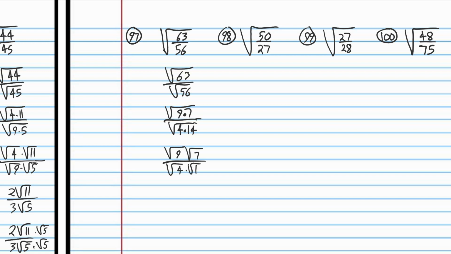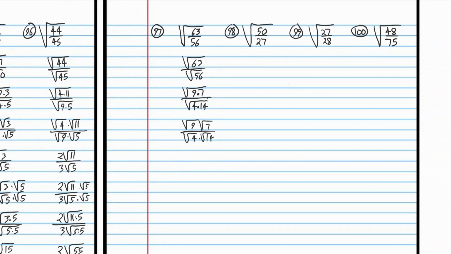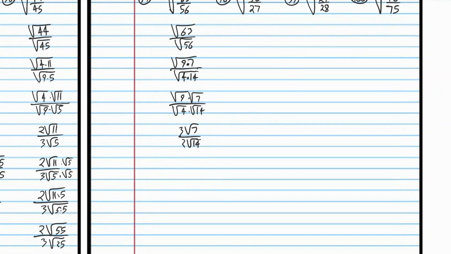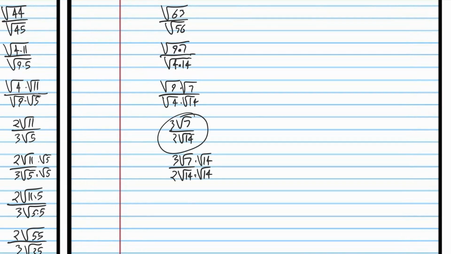Again, you don't really need your dots here. I'm writing my dots sometimes, sometimes not. When you put something in front of a root, you don't really need a dot. All right, 3 root 7 over 2 root 14. And we're going to multiply both sides by root 14. So at this point, we pulled out the perfect squares. Now we're going to rationalize the denominator.